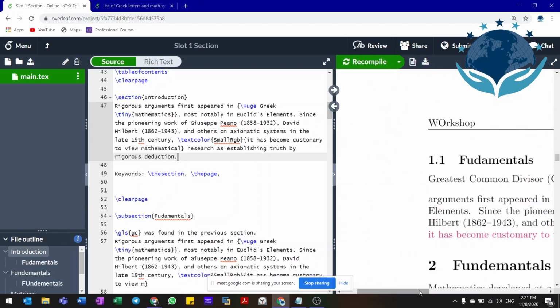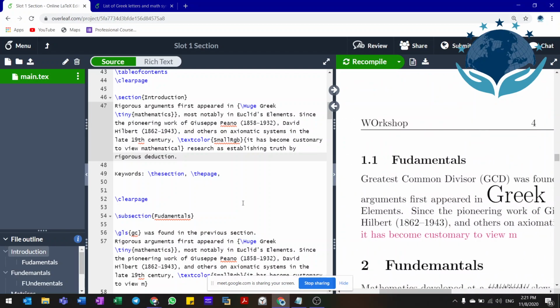Here you can see the greatest common divisor. You have not changed anything. You have just deleted the previous occurrence, but LaTeX automatically converted the first occurrence of the abbreviation into the expanded form. So this is one important thing with respect to the abbreviation.